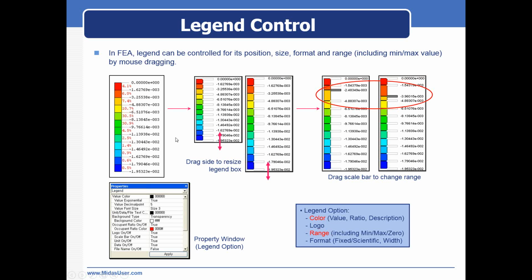Legend control. Like civil, we can change these legends from scientific to fixed. But not only that, we can also adjust the range and also the color that we want the results to be displayed in. That's all about the post-processing results.